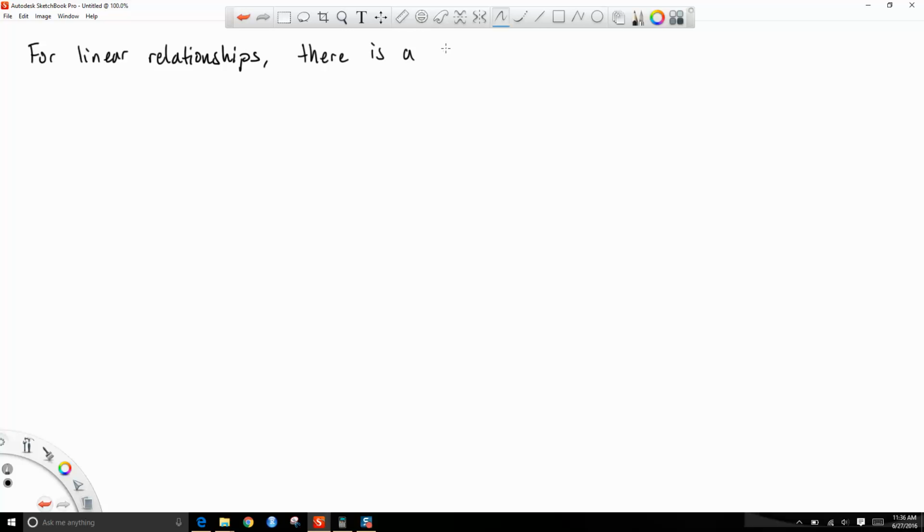There is basically a numeric summary, or a summary statistic, that quantifies the direction and strength of a relationship.